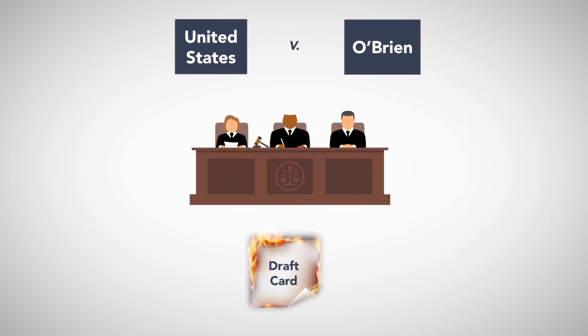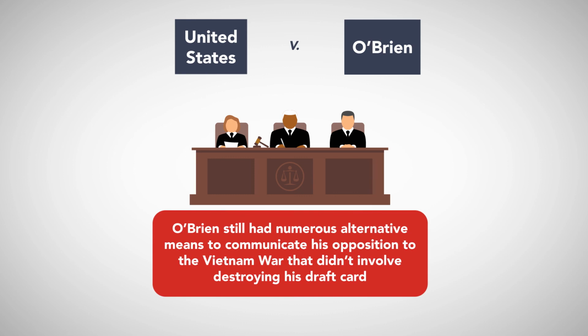Additionally, the court determined that even though the Act prohibited one type of speech, O'Brien still had numerous alternative means to communicate his opposition to the Vietnam War that didn't involve destroying his draft card.